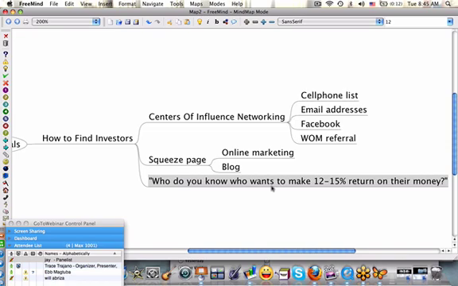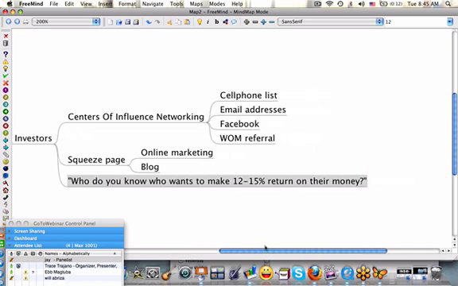Email your email address book, your Facebook friends, that will be good too. And then just doing simple word of mouth referral, right? And I know in your case, one investor, her name is Julie, Julie actually put a good word for you, right? So that sort of helps you build credibility.